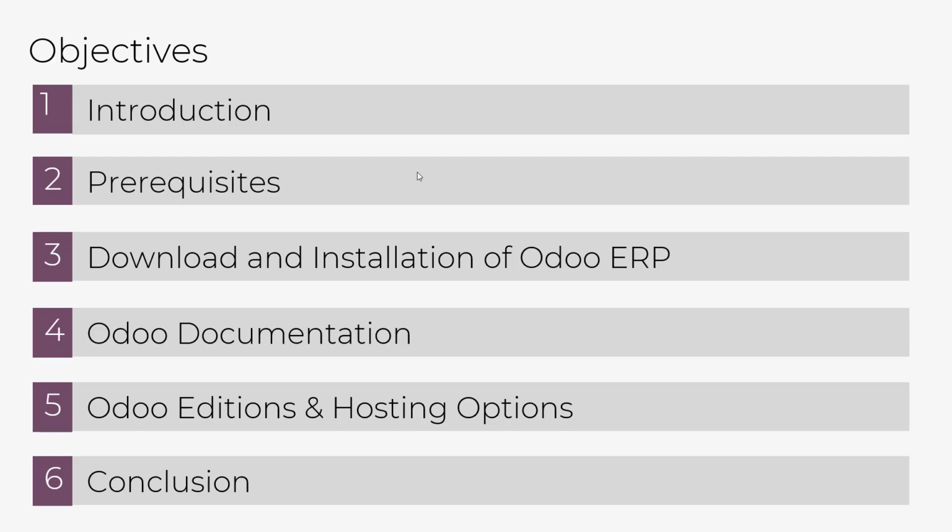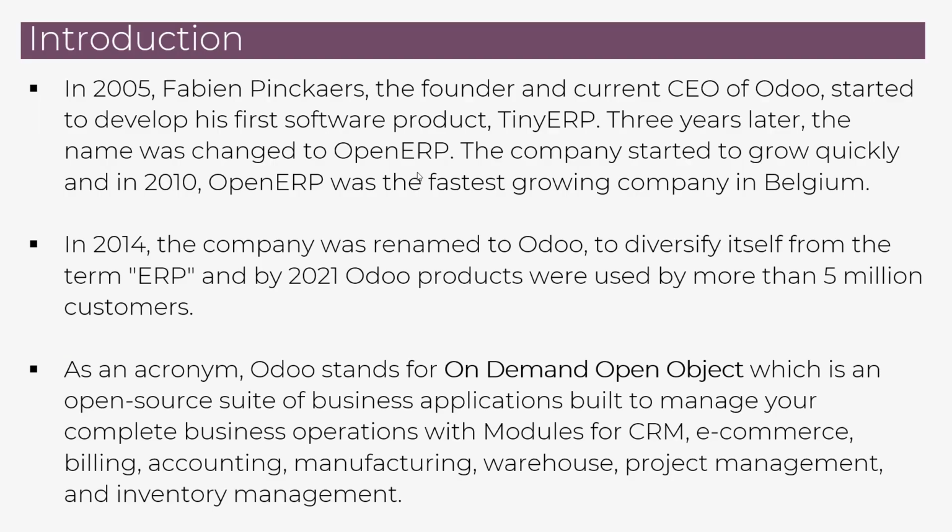In today's video, we'll be looking at the download and installation of Odoo Enterprise version 16. This is the first video in our series covering Odoo ERP. Our objectives for today are the introduction of Odoo ERP, the prerequisites that are required for the installation of Odoo, download and installation of Odoo ERP. We are going to have a look also at the Odoo documentation. We'll also review the Odoo editions and hosting options, and we'll go to the conclusion.